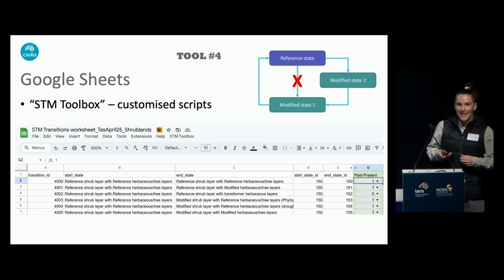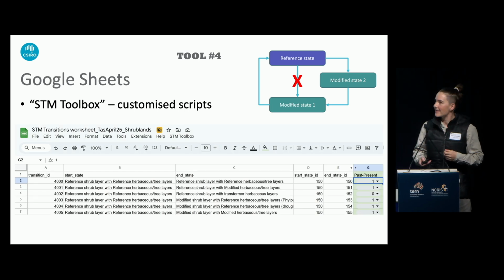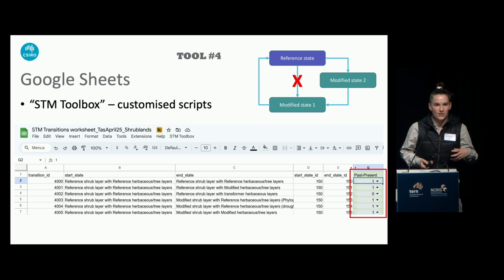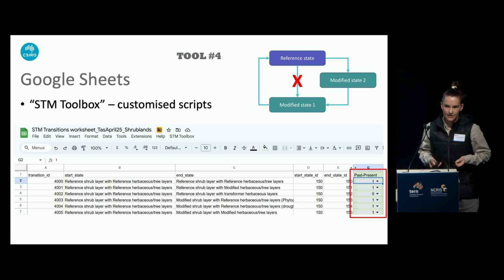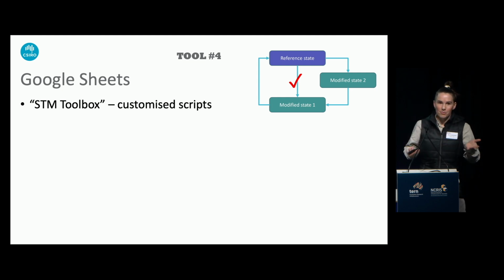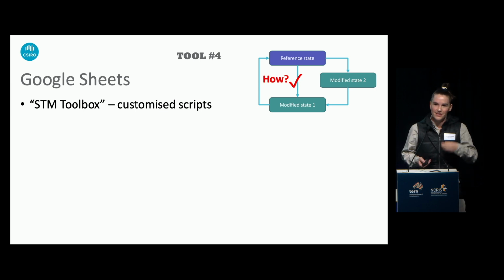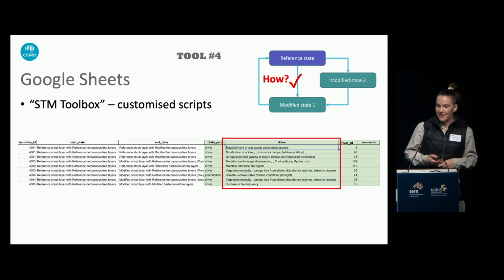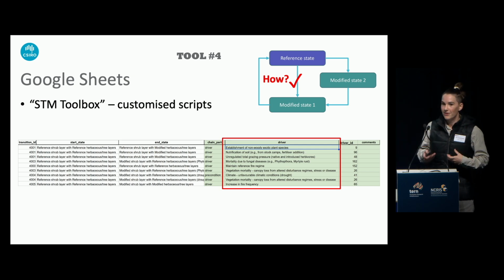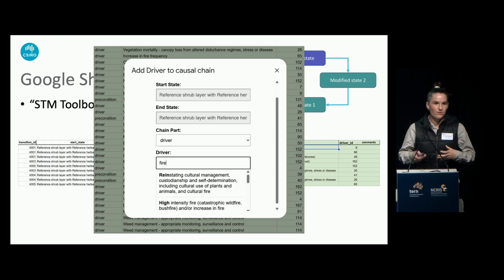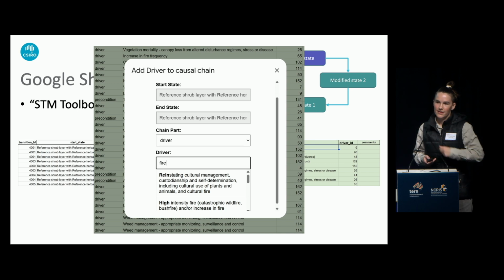So what our first script does is it generates all possible combinations of starting and end states. It assigns a unique transition ID with reference to our database, and then it asks, is that transition possible? And it enforces a 0 or 1 data type. So next, you have a plausible transition. Congratulations. Your next question is, how? How do you go from your reference state to modified state 1? So what our next script does is it pulls out all those plausible transitions, and then it asks us to assign drivers. And we do that using another script. So we can search a master data list for a driver to assign to this transition. Here I've searched for fire, and it comes up with all the drivers related to fire, which I then click and assign to that transition.